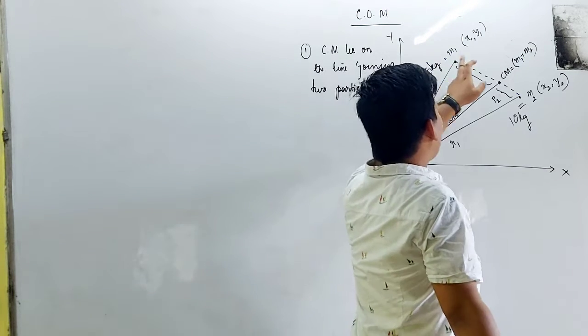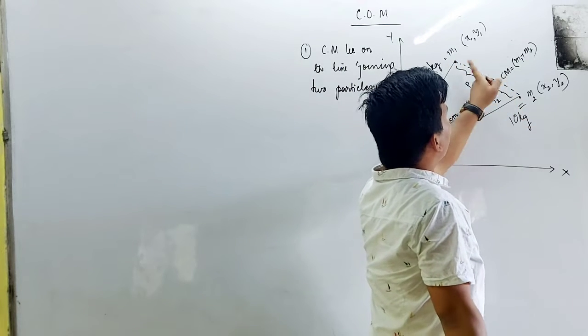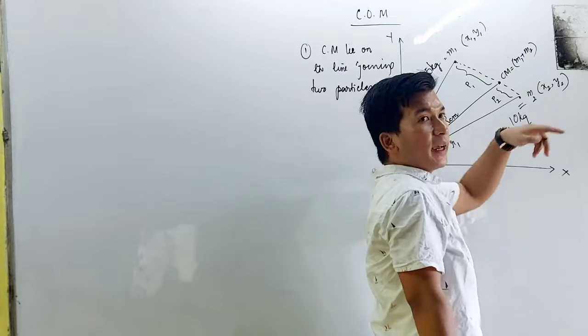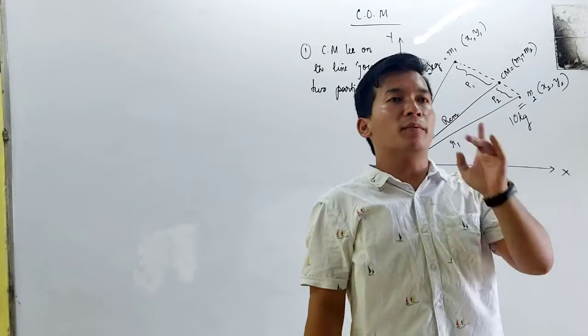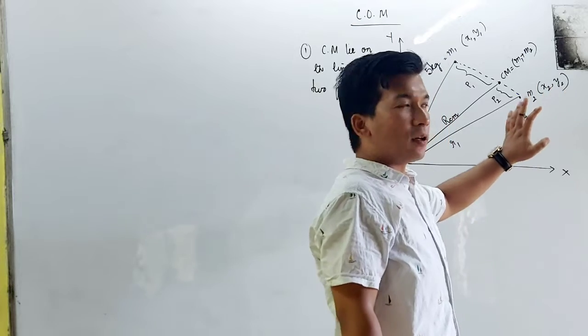The center of mass should lie on the line, at one of the points in between M1 and M2, and it must be near the heavier mass M2.